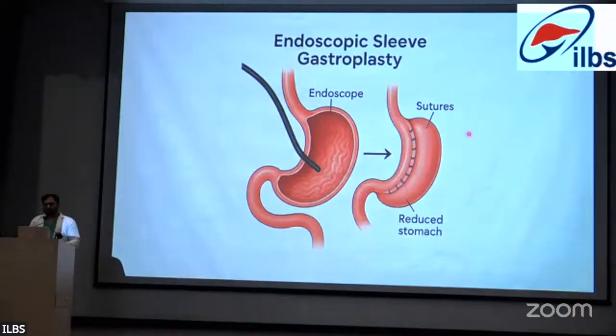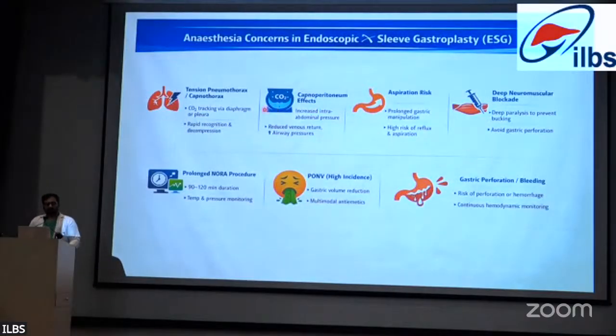Coming to endoscopic sleeve gastroplasty, this is one such procedure which should be undertaken under GA with airway secured using an endotracheal tube. Why? Because these patients have the risk of capnothorax, tension pneumothorax, and capnoperitoneum because of the CO2 escape during the suturing. And there is going to be an increased aspiration risk because of the prolonged procedure as well as the decreased gastric volume post-procedure.